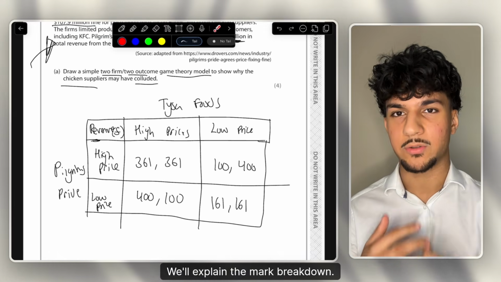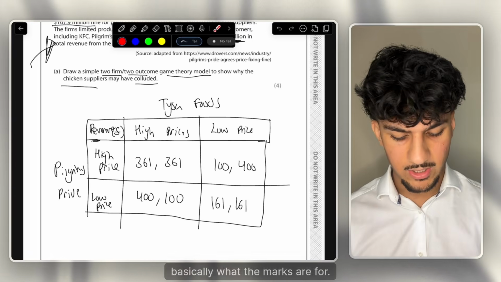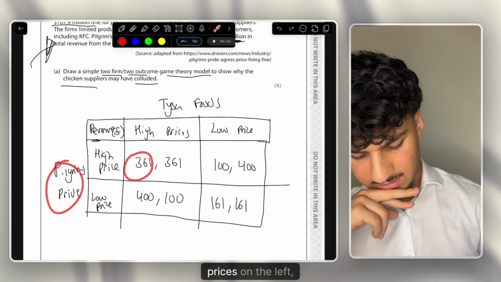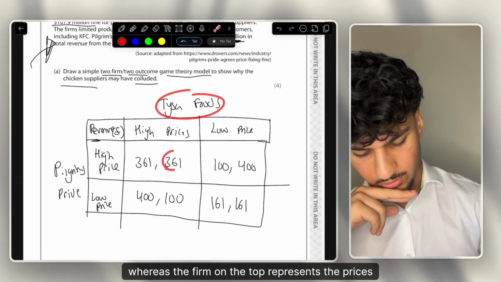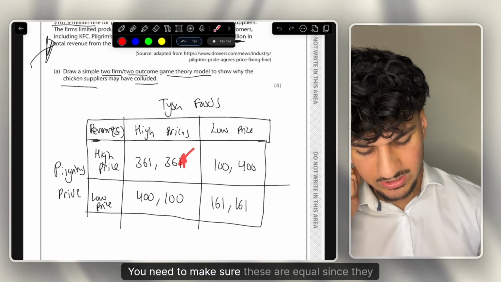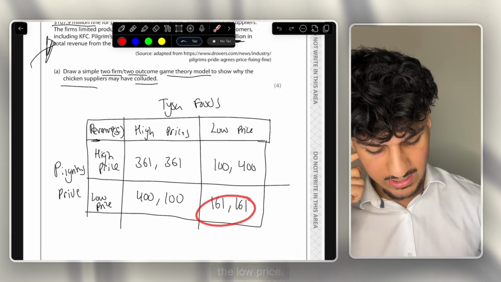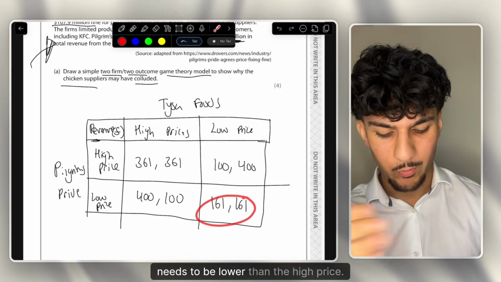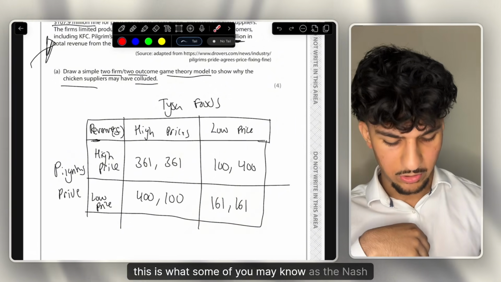We'll explain the mark breakdown just so you know, if a question comes up on this in the future, what the marks are for. The firm on the left represents the prices on the left, whereas the firm on the top represents the prices on the right. Then for the high price, you need to make sure these are equal, since both would be making the same revenue. Same with the low price. The low price needs to be lower than the high price, and this is what some of you may know as the Nash equilibrium.